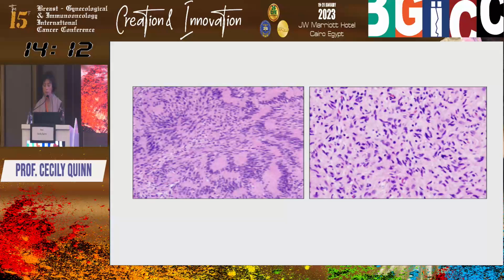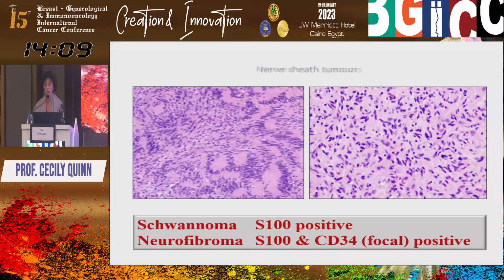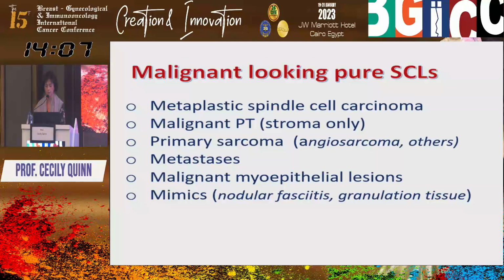And here we have nerve sheath tumors, schwannoma, and neurofibroma. So moving on then for the last few minutes to the malignant-looking pure spindle cell lesions. Again, top of the list is always metaplastic spindle cell carcinoma, followed really by malignant phyllodes tumor, and then the various other considerations.